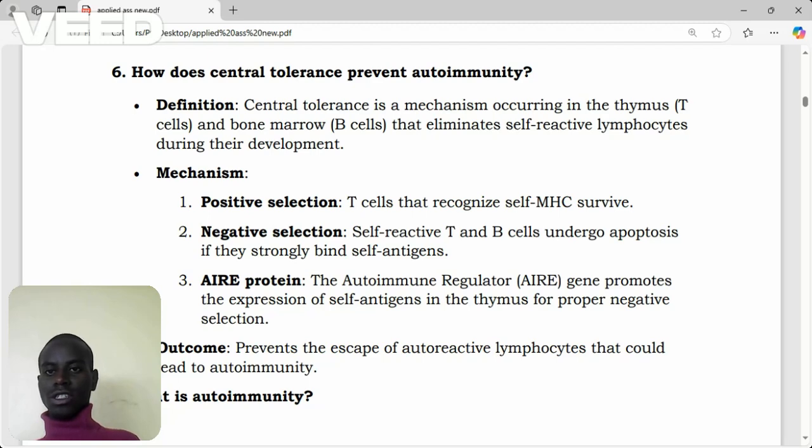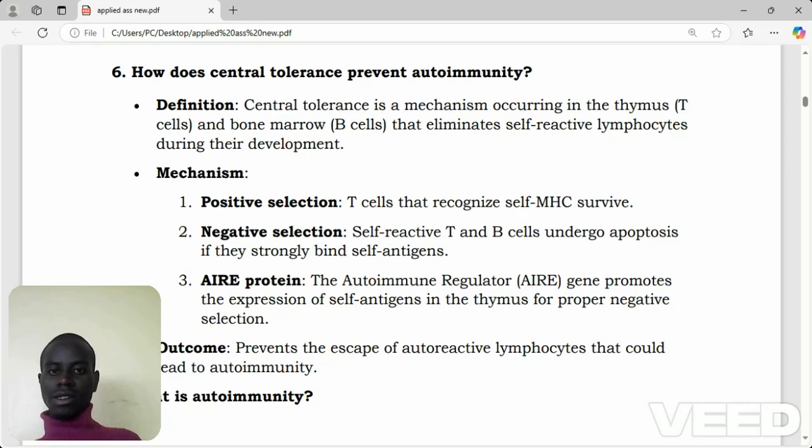By definition, central tolerance is a mechanism occurring in the thymus and bone marrow that eliminates self-reactive lymphocytes during their development. Here are some mechanisms of central tolerance against autoimmunity. First one is positive selection.